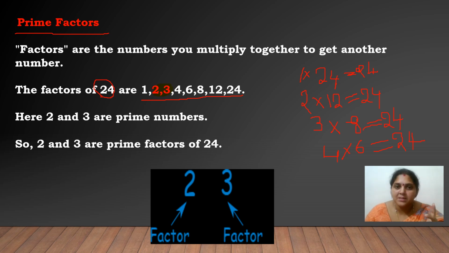The prime numbers are known as the prime factors of the taken number. So, what are the prime factors here? 2 and 3, because they have only two factors. That's why 2 and 3 are called the prime factors of 24.